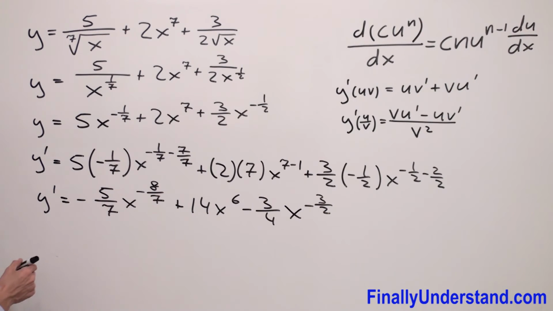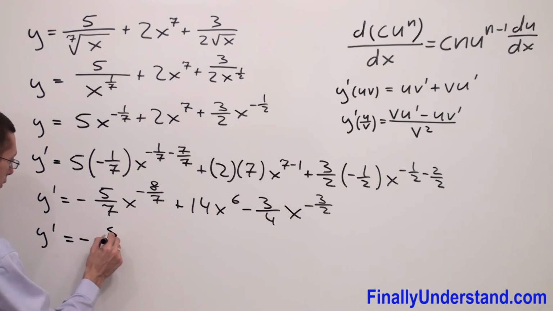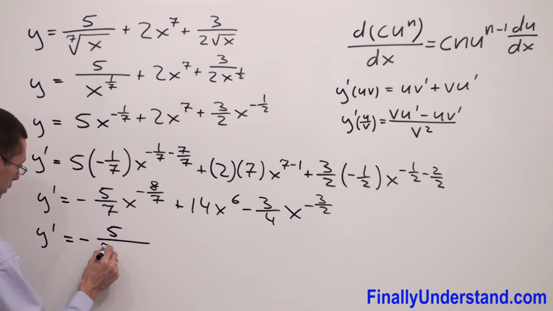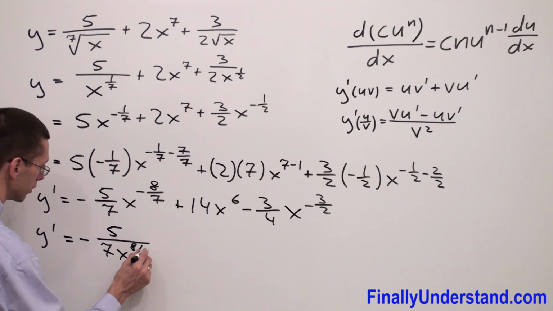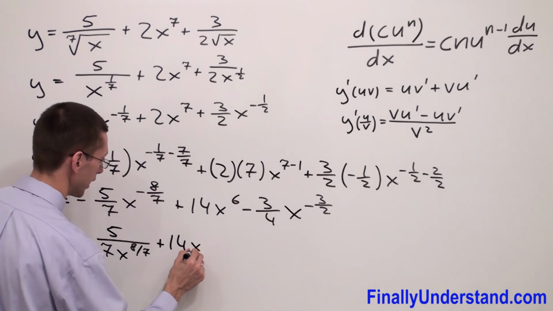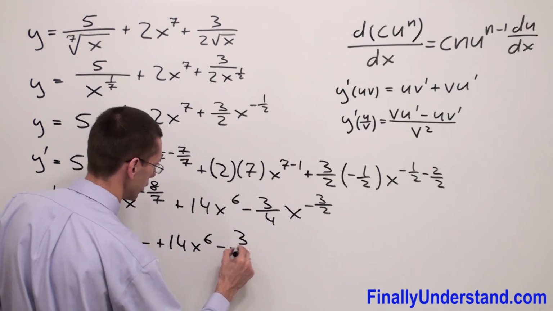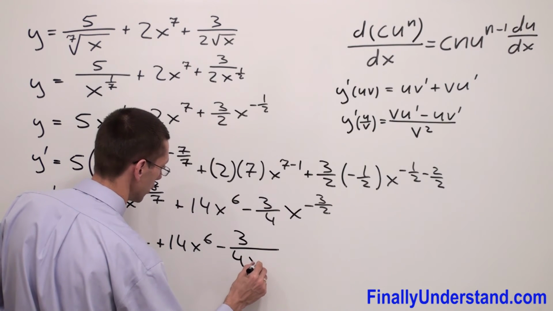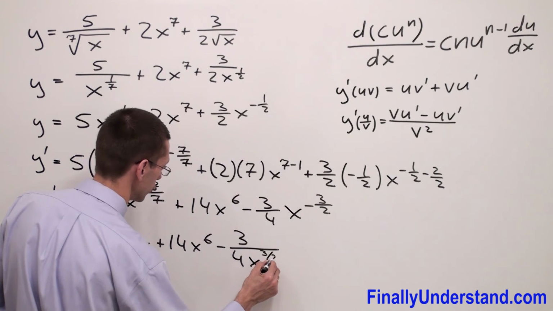Next, I'm going to convert the negative exponents to positive. So if y prime is equal to negative 5 over 7x to the power 8 over 7 plus 14x to the 6 minus 3 over 4x to the power 3 over 2.